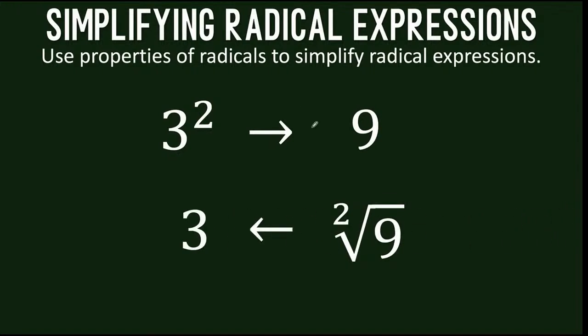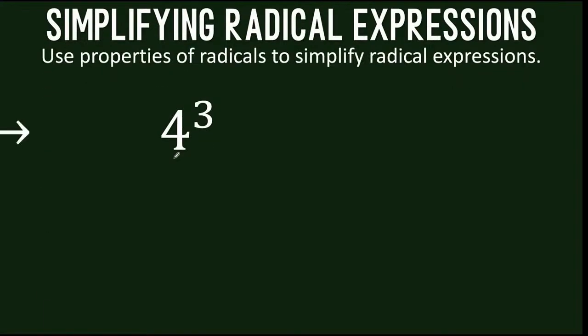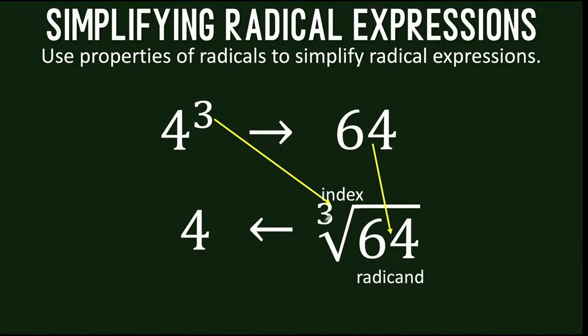Now, in this case, this 9 becomes the radicand. This exponent 2 becomes the index of the radical, and this base 3 becomes our root. These are the terminologies that you are going to use when dealing with radical expressions. Let's have another example. Let's say 4 cubed we know is equal to 64. Reversing the process, we can get the cube root of 64 to go back to the base 4. In here, 64 is the radicand. This exponent 3 becomes the index of the radical, and this base 4 becomes the root, the cube root of 64.